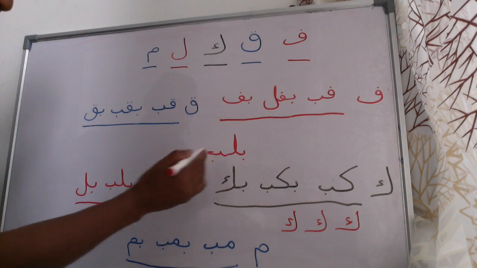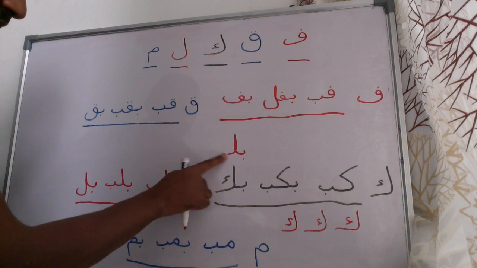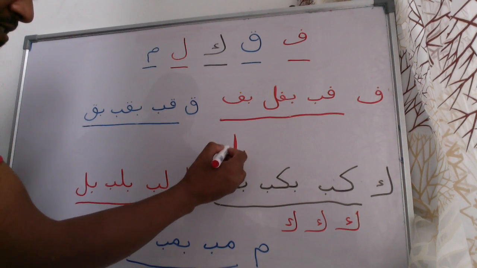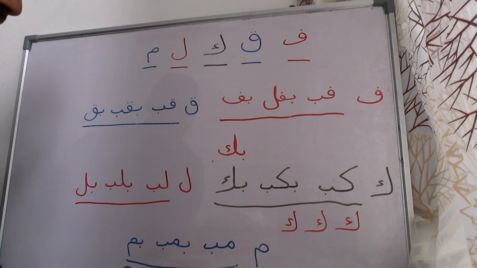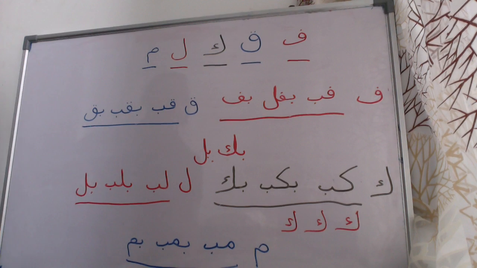The only difference is if this was at the end, okay, you would have this little squiggle there. But if it's a lam, it would actually loop down like that.